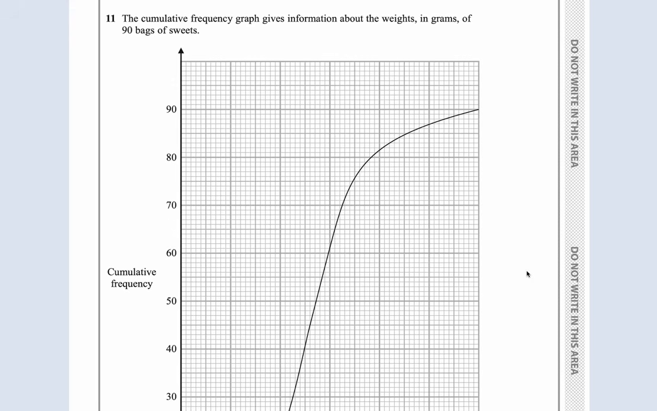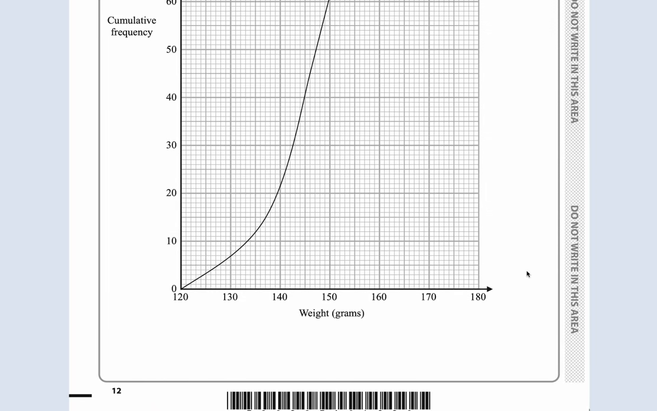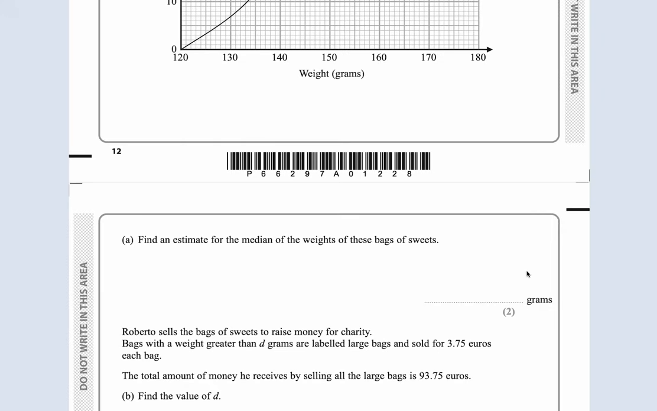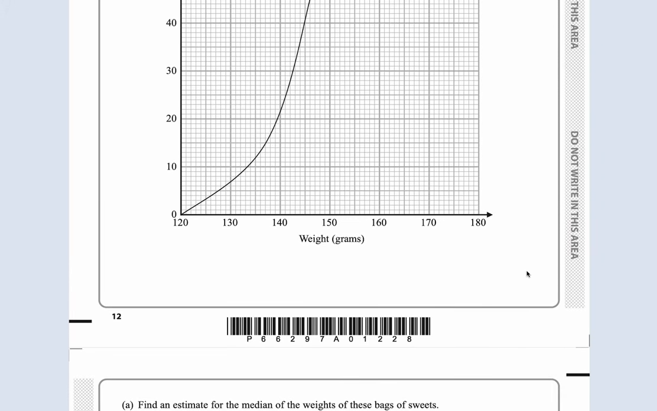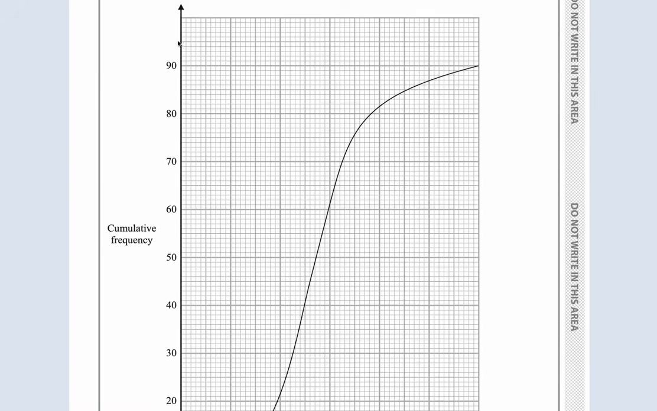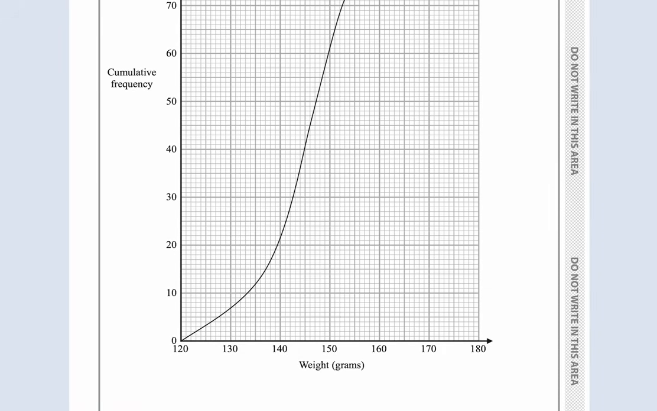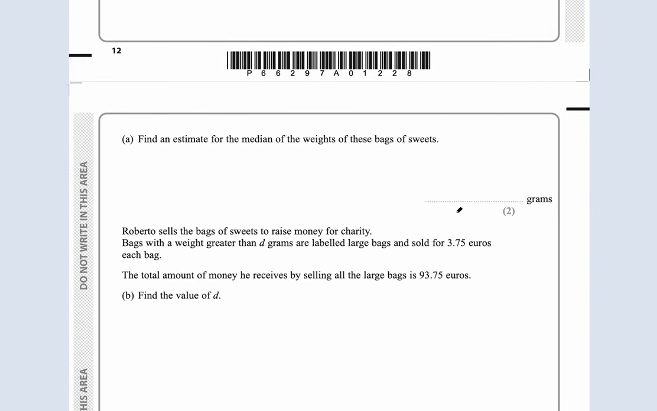Okay, question 11. Cumulative frequency graph about the weights of 90 bags of sweets. Find an estimate for the median of the weight of these bags. Right, easy, guys. There's 90 sweets. Half 90 is 45. Go to 45, which is here. Go across. It should hit perfectly on one of these things, which it does. Go down. Each of these is in ones. Just make sure it is. In this case, it is 141, 2, 3, 4, 5, 6. So the median is 146.